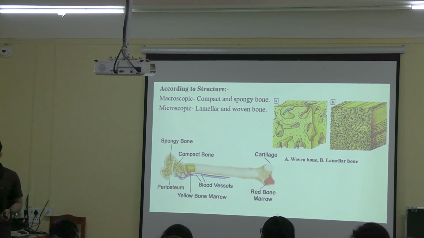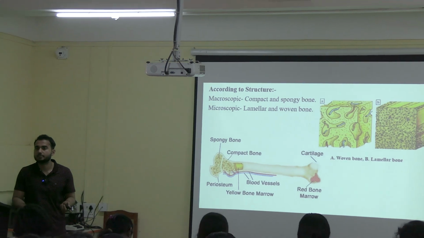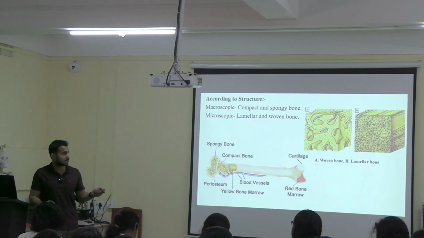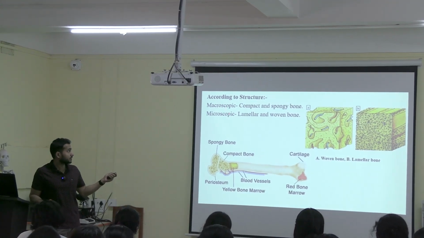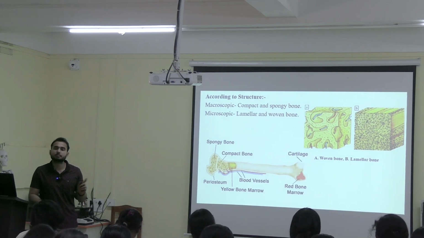That is the classification based on shape. The next type is based on the structure. So based on the structure, as I mentioned over here, it is again of two types: macroscopic and microscopic. Another classification is the developmental classification.